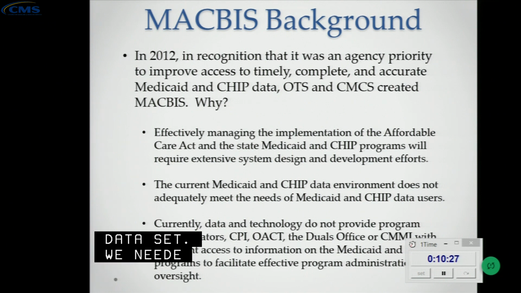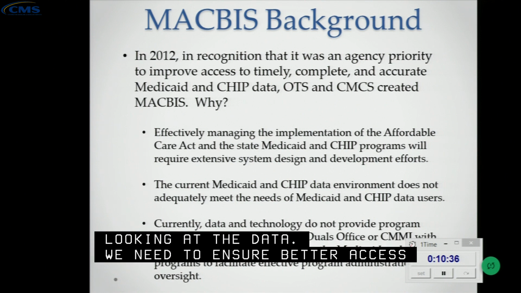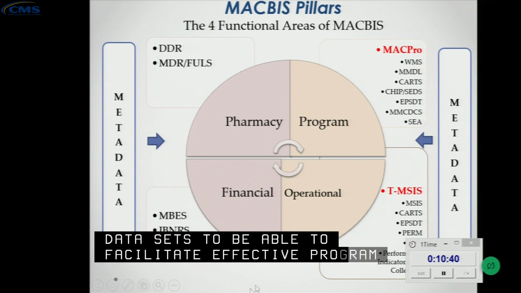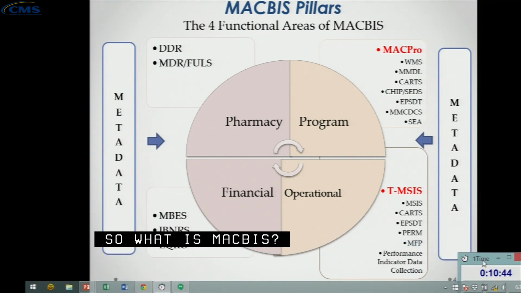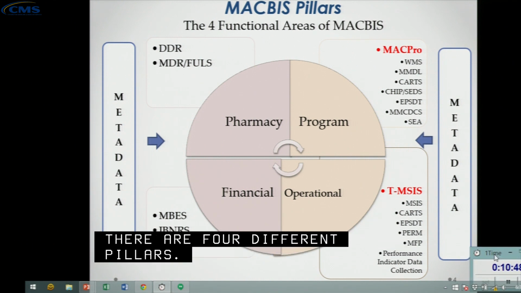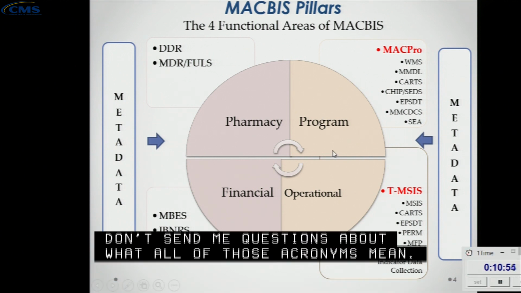And I listed some of them here. We need to ensure better access at the enterprise level to our data sets to be able to facilitate effective program oversight. So what is MACBIS? This is like the bird's eye quick view. There's 4 pillars in MACBIS, 4 different kinds of data sets, and don't send me questions about what all those acronyms mean. Or I'll have to like phone a friend in the audience.